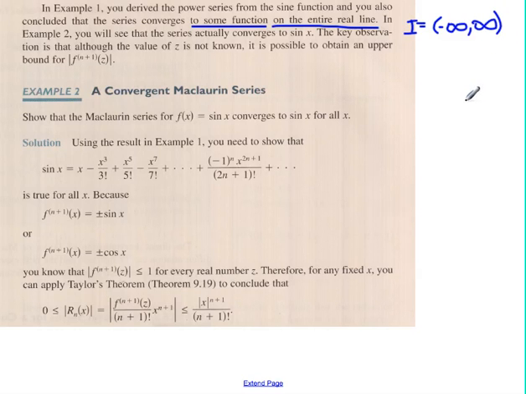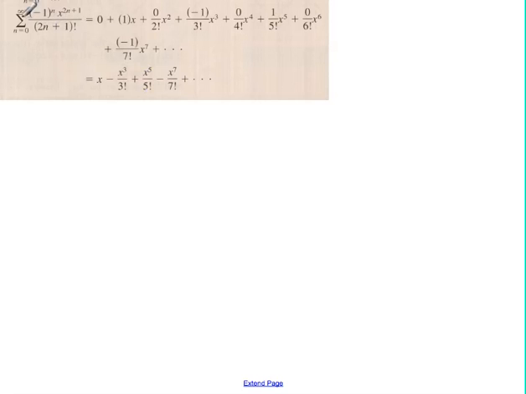Should we go back and do that right now? You know what? I think we might have time. So let's go back up here and try to do the ratio test, shall we? So here's our function. Let's do the ratio test. So how does that go?